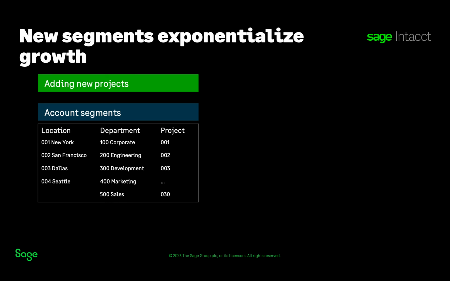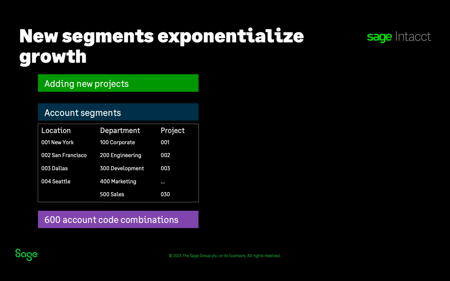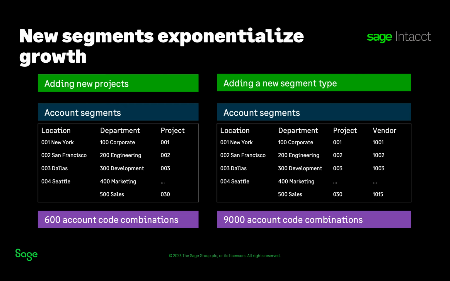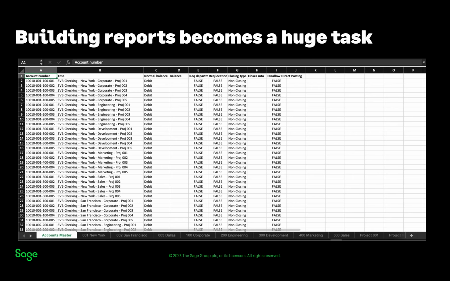Even just adding new projects can cause your chart of accounts to blow up, and even more so, adding an entire new segment to track, like vendors, can quickly cause your account code combinations to grow out of control. This takes a toll when you're trying to run reports. And it's likely that your business is even more complex than we've shown here, so you likely have more projects or account segments that you need to track than just these.